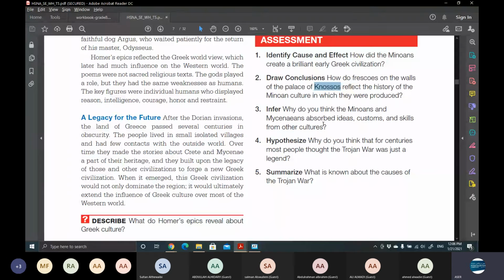Why do you think the Minoans and the Mycenaeans absorbed ideas, customs, and skills from other cultures? That's a pretty easy one. To create a powerful civilization. Nice. But why did they take it? Why did they absorb it to create a powerful civilization?